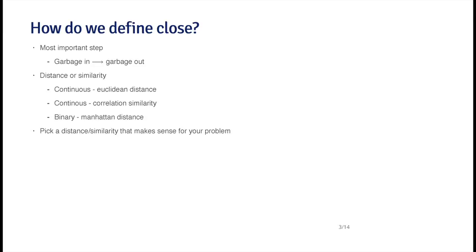A couple of traditional distance metrics in statistics: one is a notion of continuous distance, like the Euclidean distance, which is the straight line between two points. Another continuous measure is a correlation similarity between, let's say, two variables, so you can see how correlated or how similar they are. Highly correlated points would be very similar. Another distance is called the Manhattan distance, which we'll talk about a little bit more later on. You need to pick a distance or similarity metric that makes sense for your problem.